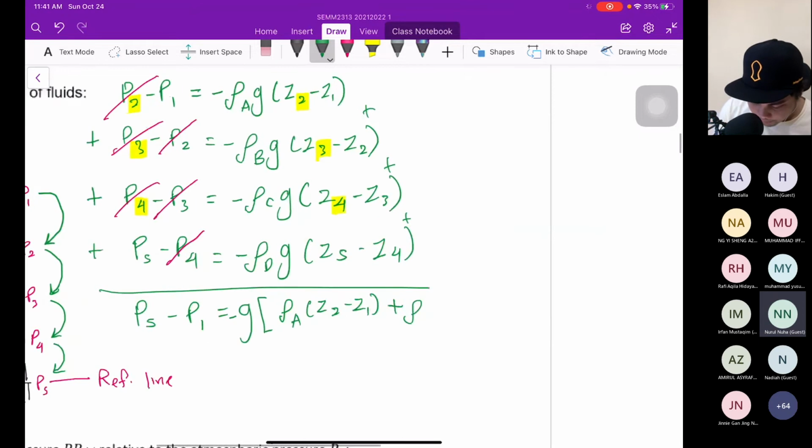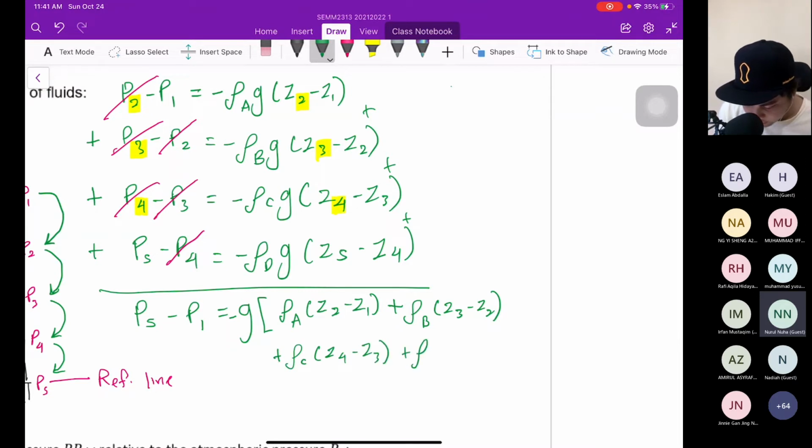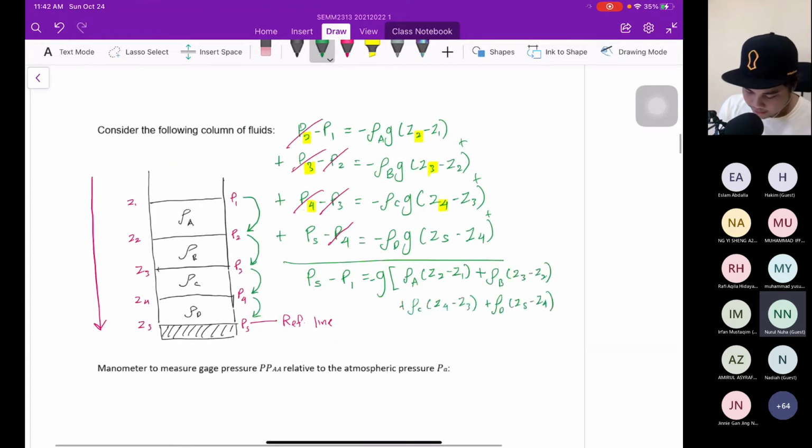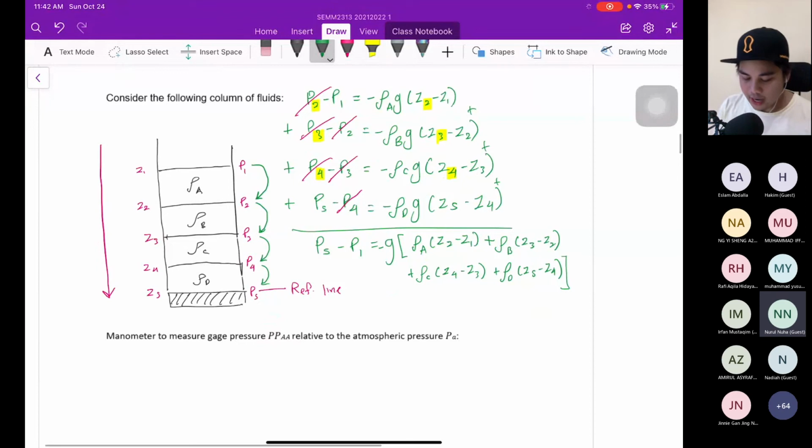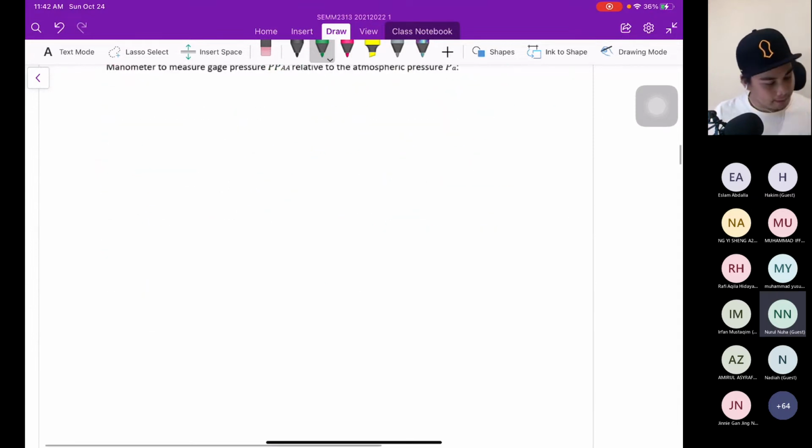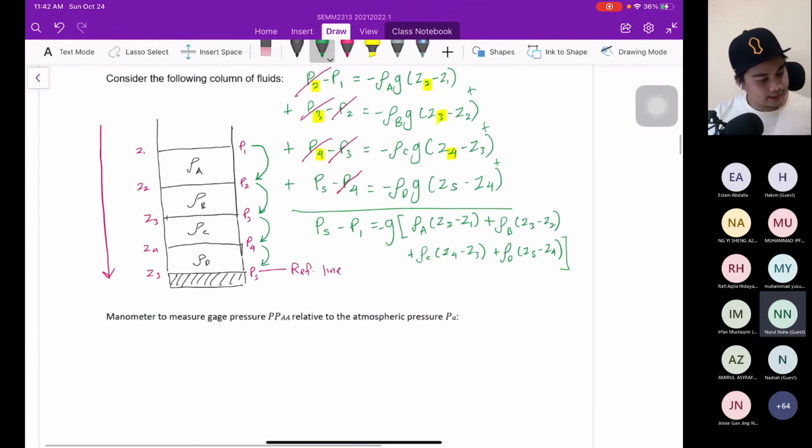Rho B, Z3 minus Z2, plus rho C, Z4 minus Z3, plus finally rho D, Z5 minus Z4. That is actually how you calculate the pressure difference between P5 and P1. So far any question, class?